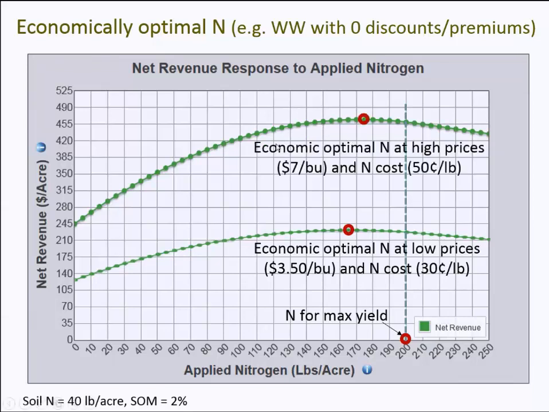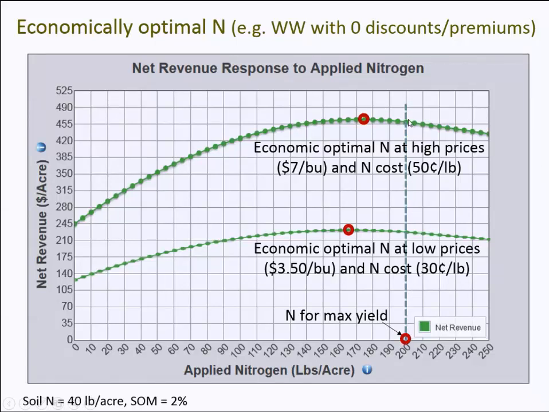The second scenario given is a high cost or high price scenario where wheat is going for $7 per bushel and the nitrogen costs about 50 cents per pound. So backing up, remember that the nitrogen needed for maximum yield was somewhere around 200 pounds of nitrogen per acre. But in this low cost and low price scenario, the best economic return is somewhat less than that, somewhere around 165 pounds of nitrogen per acre. In the high price and cost scenario, it's better to apply a little more nitrogen, somewhere around 175 pounds of nitrogen per acre. So basically it shows you that you'd lose a little bit of profit if you shot for this optimum yield.